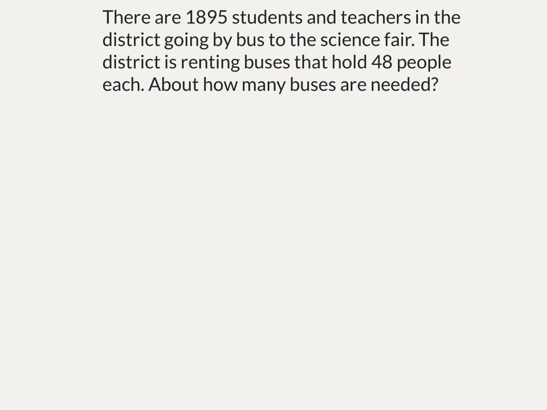To find the answer to this problem, we're going to need to divide 1,895 divided by 48. One way to estimate the quotient of two numbers is to use compatible numbers. So we're going to write the nearest compatible whole number for the dividend and the divisor.